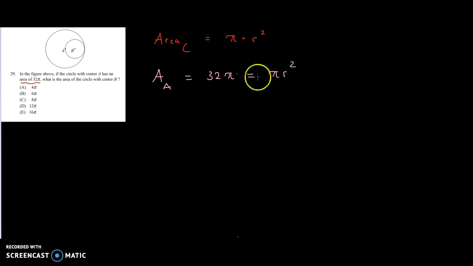Therefore, we can figure out what the radius of the A circle is. Well, let's look at this equation here. We can cancel off the pi's on both sides, and we end up with 32 is the same thing as r squared. I could take the square root of both sides, and that gets me to root 32 is equal to the radius. Well, we're probably going to have to simplify this a little bit, so let's go ahead and do so. This is actually a good review.